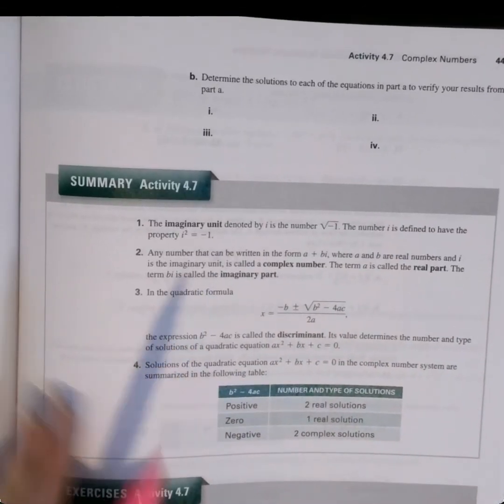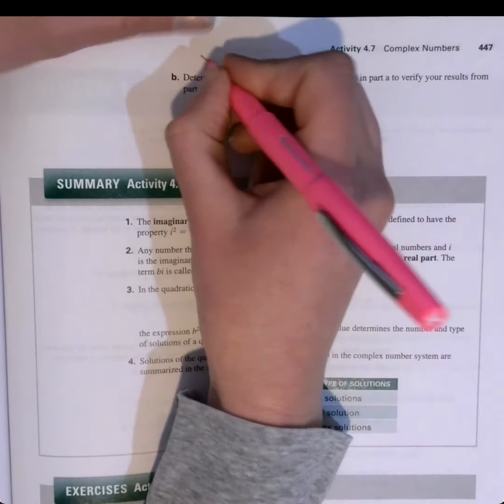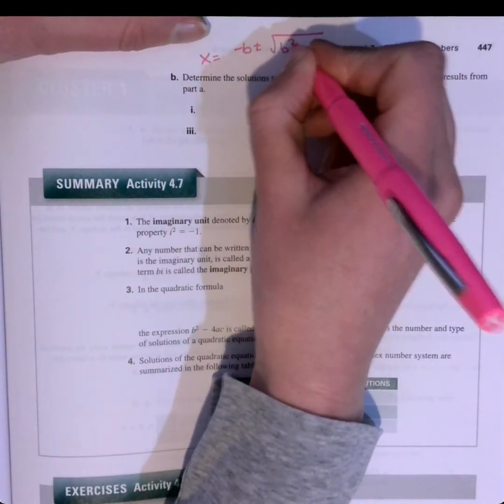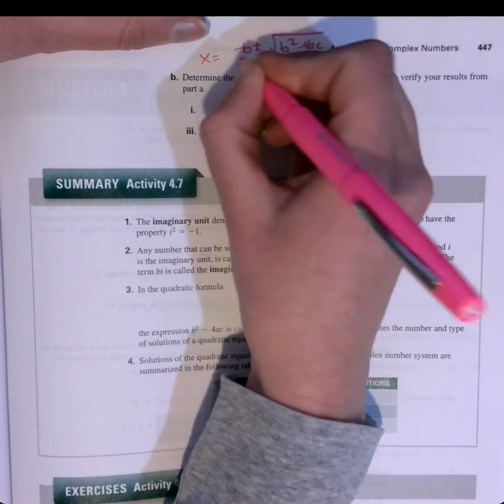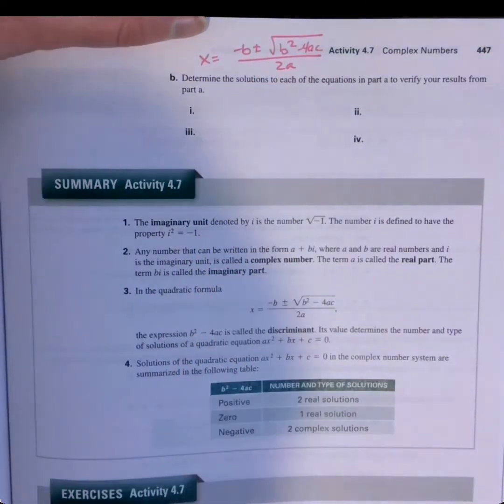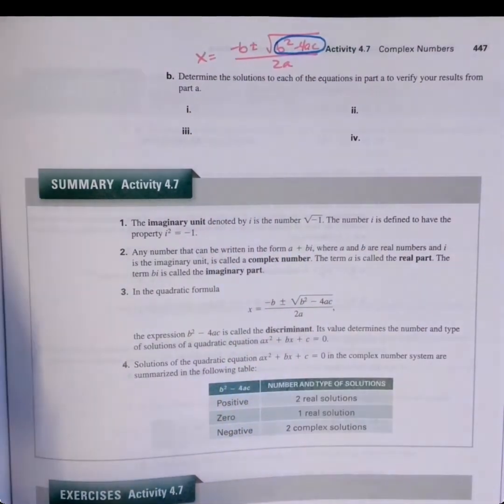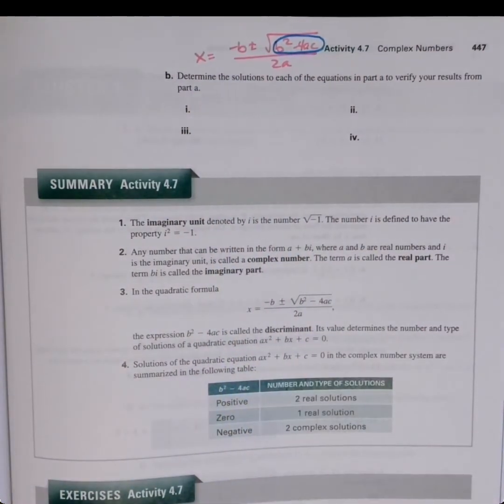Okay, so we're planning to use the quadratic formula. x equals negative b plus or minus the square root of b squared minus 4ac over 2a. And on the previous page, we've already done the inside of the radical piece, the discriminant piece. We just need to do the rest of it.